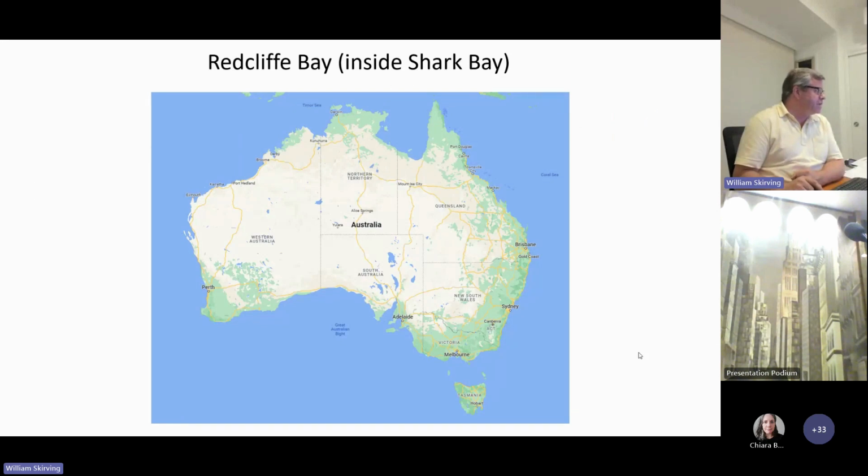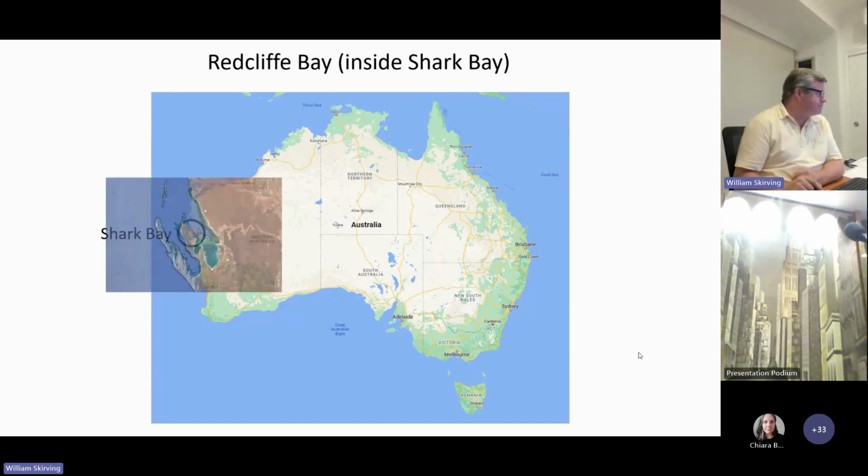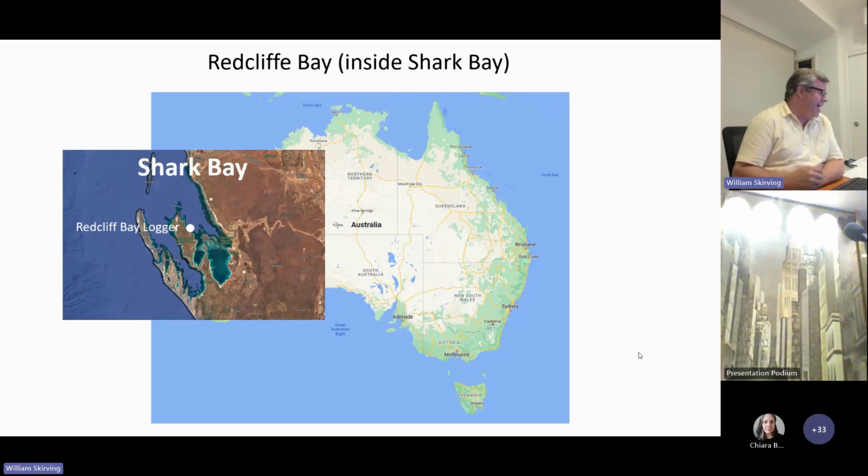So Red Cliff Bay, this one's an interesting one. We're over in WA now, Western Australia that is, and Shark Bay, which is a fantastic place to visit if you're ever over in Australia. There are dolphins. Monkey Mia is the place to go if you want to interact with wild dolphins. They're friendly though, thanks to the tourists feeding them, I think.